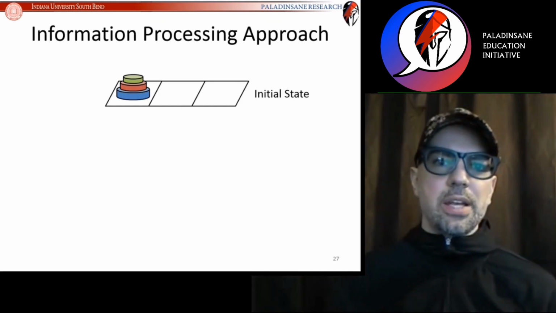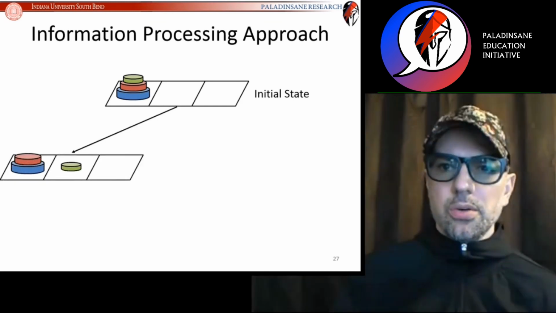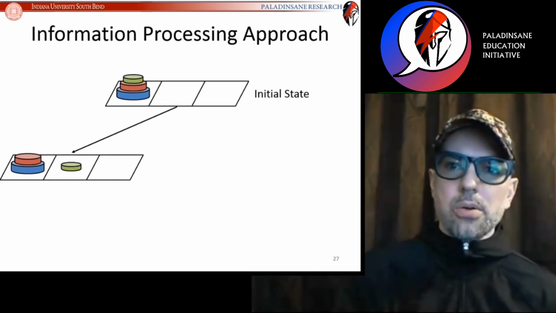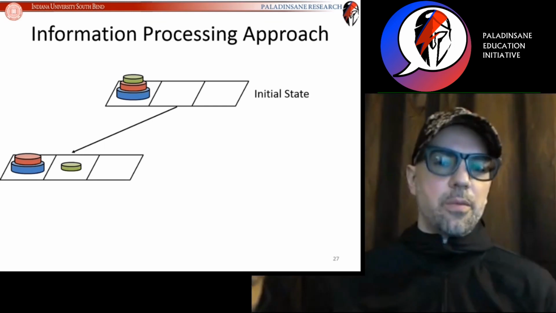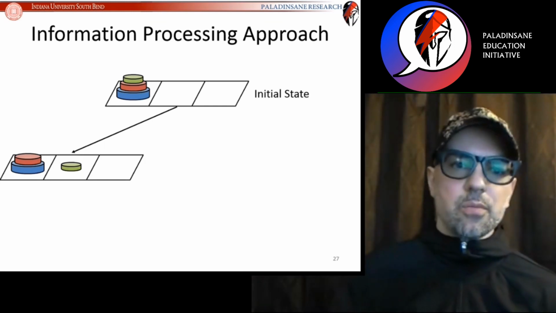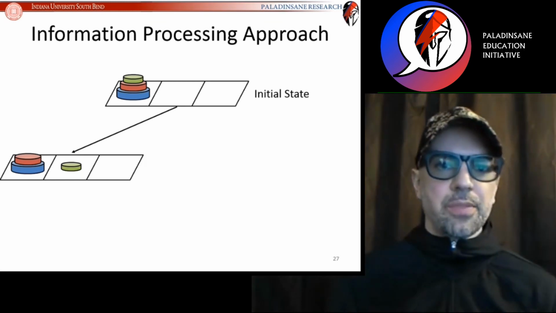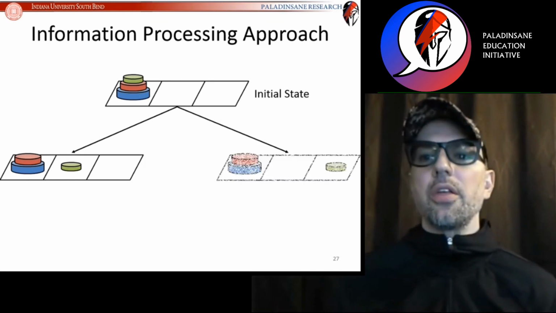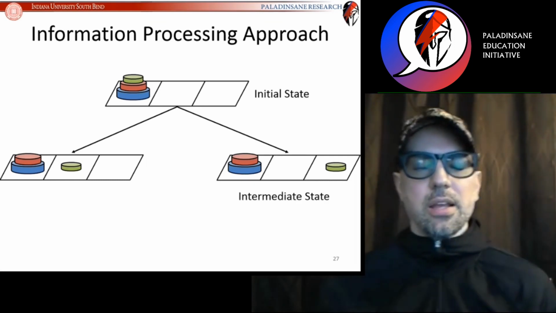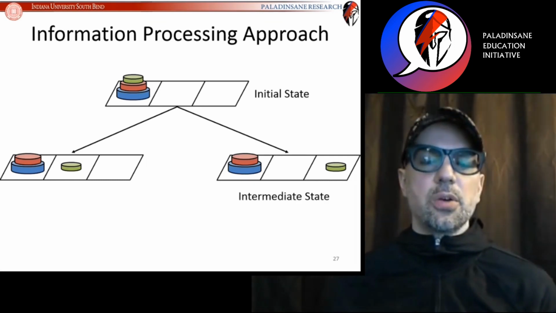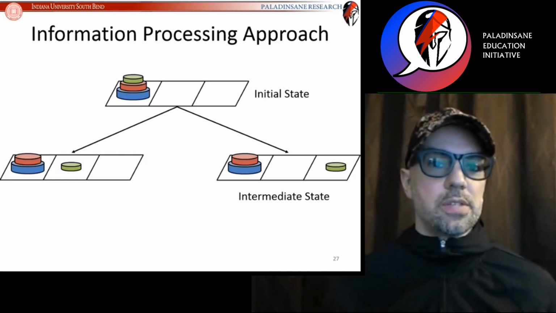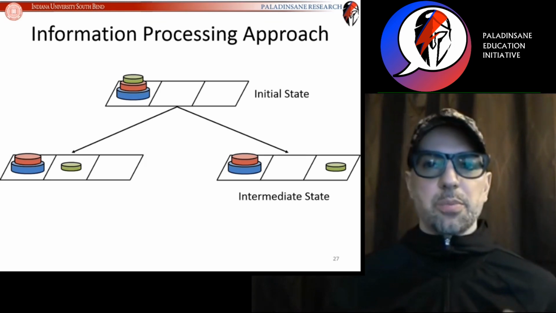So there's only two possible things we can do. We can take that green disk and we can put it into position 2. So if we apply that operator, so that arrow is an operator, we will end up in that intermediate state where we have the green disk in position 2. If we apply the other possible operator, we will end up in another intermediate state where we have the green disk in position 3. All right, so those are the only two possible first moves. We've started to build this problem space.